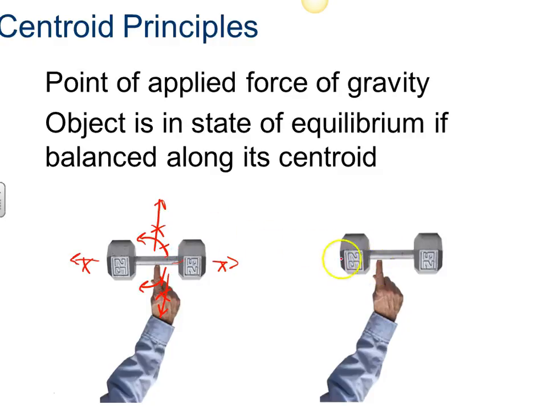So if the centroid is actually at this location on the dumbbell, then this object is really not in balance, and you can see that it rotates. It's not going to move off to the right or the left generally, but it's going to rotate around this point, which would be the pivot point. Like we talked about in simple machines, there would be essentially a fulcrum at that location.